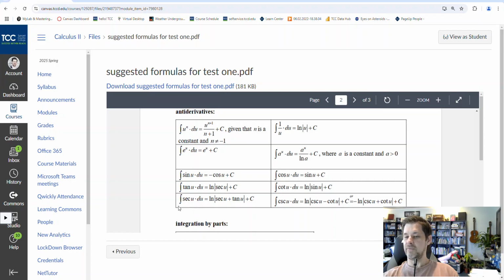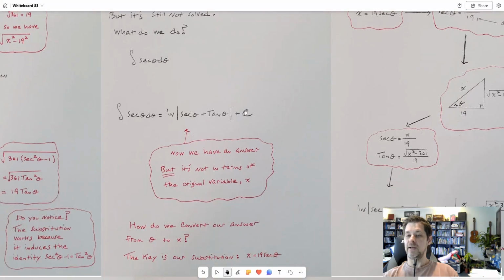The antiderivative of secant u du is natural log absolute value secant u plus tangent u plus c. Okay, so we'll take that for granted. It's here. I gave it to you to use. We'll use it. All right. In this video, I'm not going to prove why that works or how you get that answer. We'll just take it for granted for now. So here's your answer. The antiderivative of secant theta d theta, natural log secant theta plus tangent theta plus c.